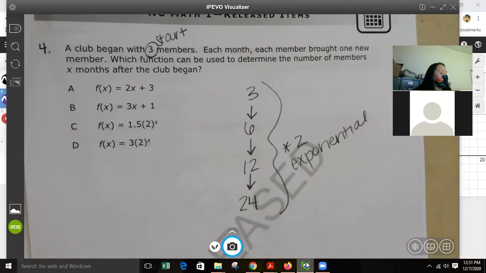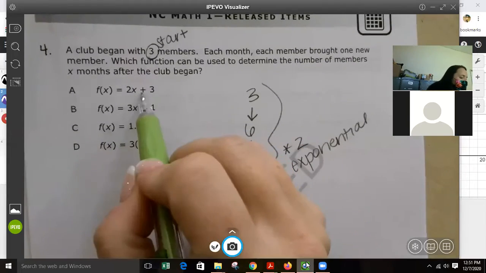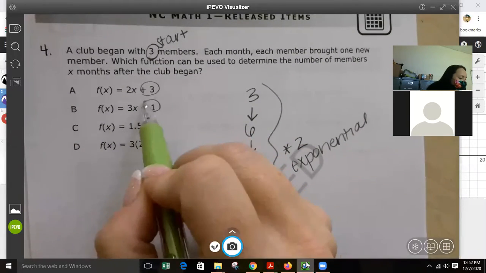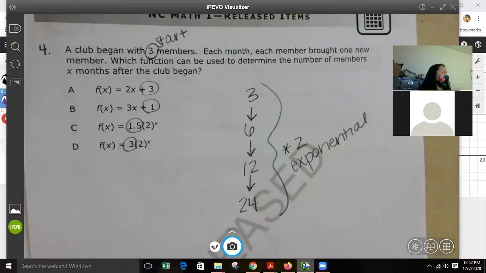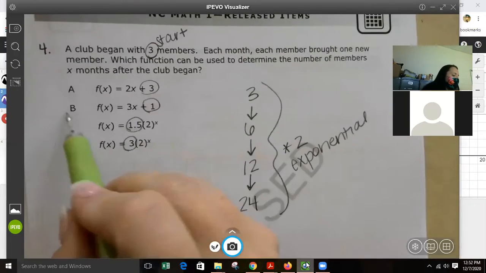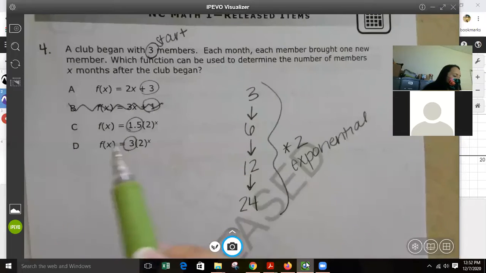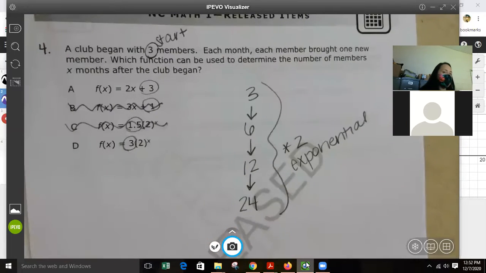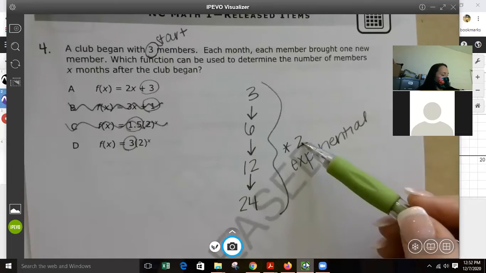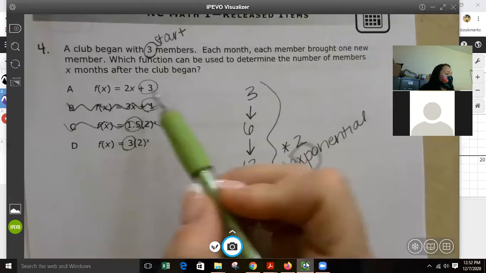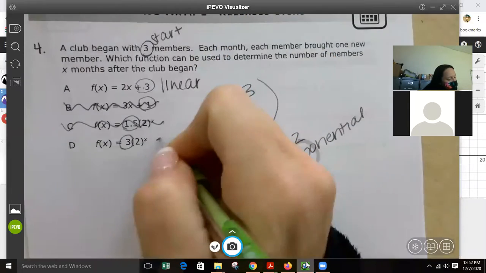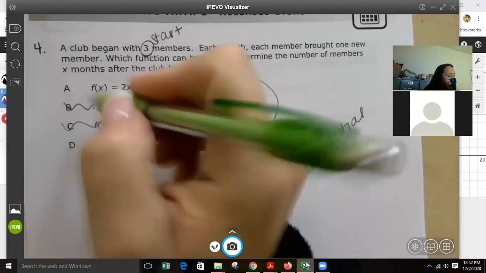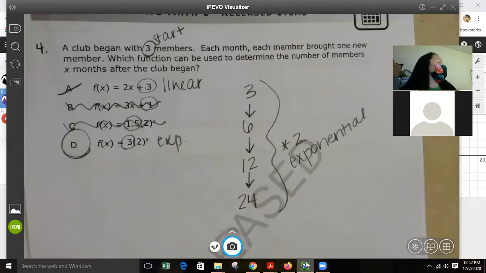Okay, so let's look at our equations. Remember, if it's linear, the back number is where you start. If it's exponential, the front number is where you start. So we started at 3. So we know it's not this one. And it's not this one. And then because it's times 2, it's exponential. So this is linear. And this one is exponential. So we'll go over those again, but your final answer should be D.